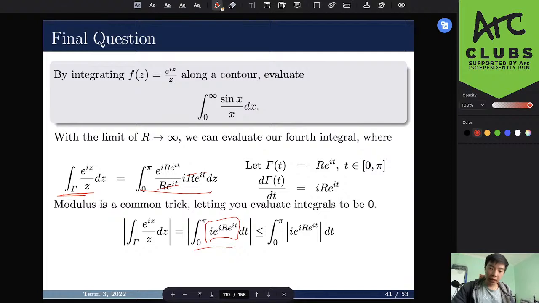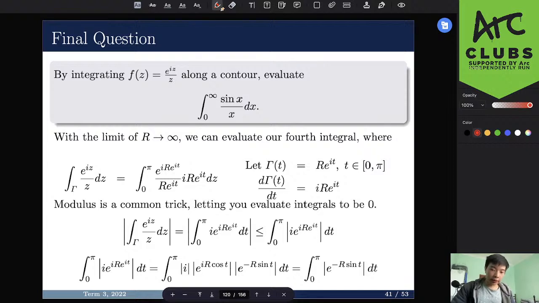So instead we use a property that the modulus of an integral is less than or equal to the integral of the modulus of the function. So what we can do is we can split up this e to the it to be cos t plus i sin t. And of course we can multiply it out and we would get 3 individual terms. The first one, i, is just a modulus of 1. The second one has r cos t, which we know is a real number. So obviously that is also a modulus of 1 since it's on the unit circle. And we'll get left with this term right here.